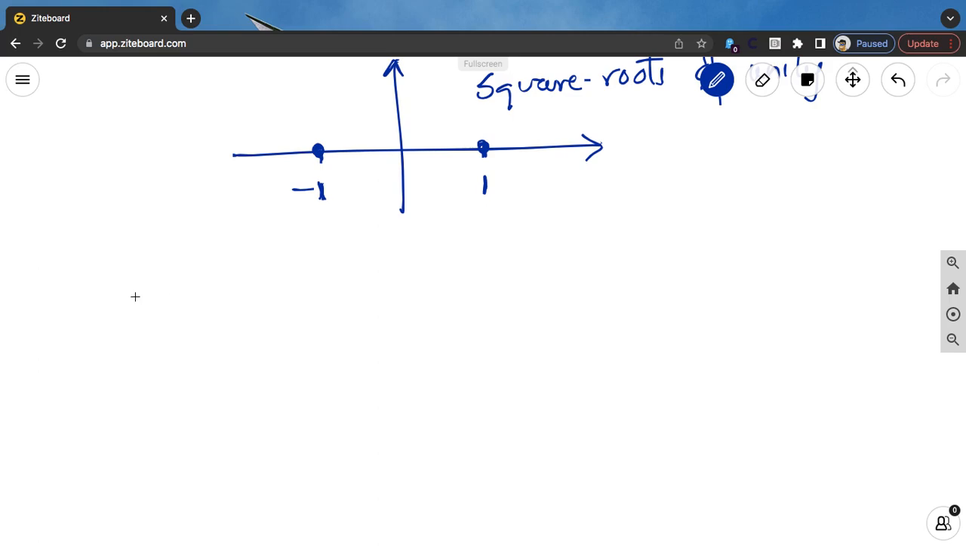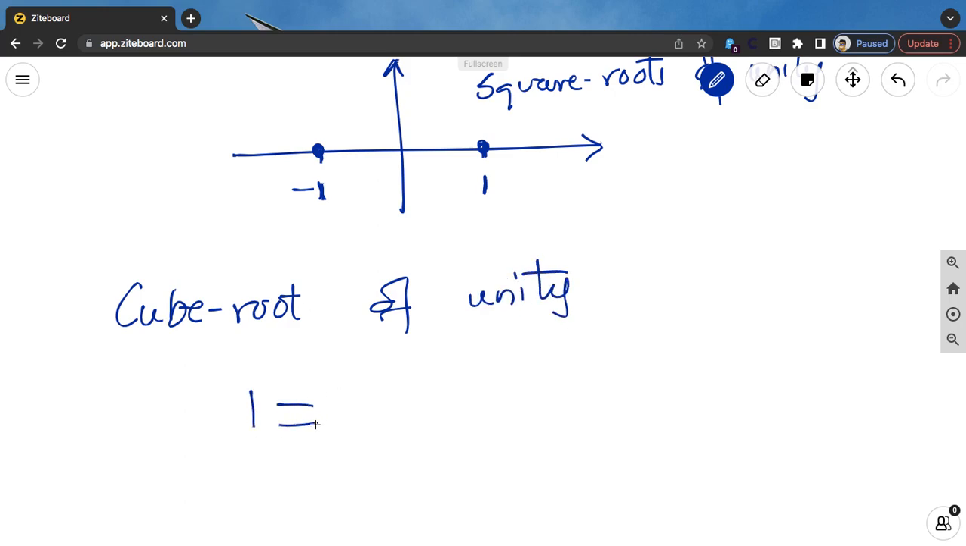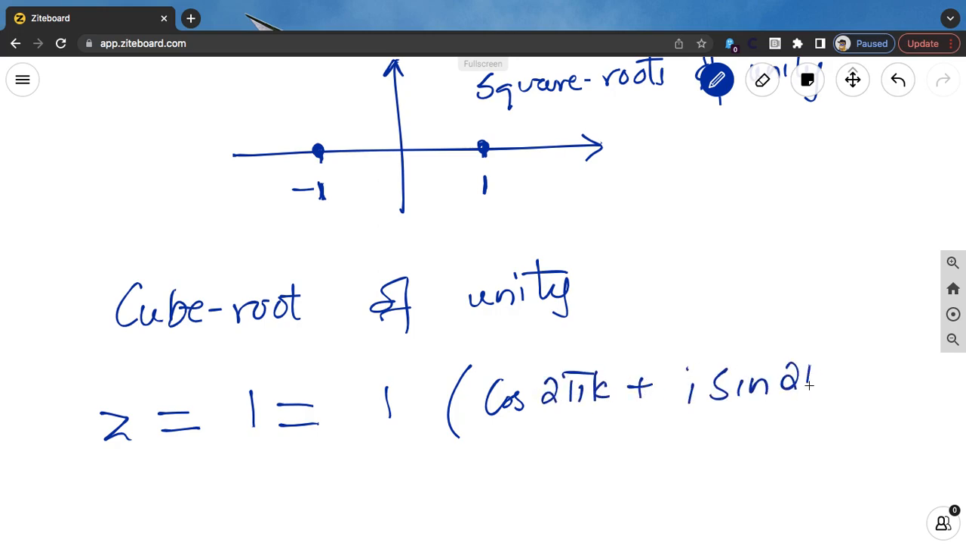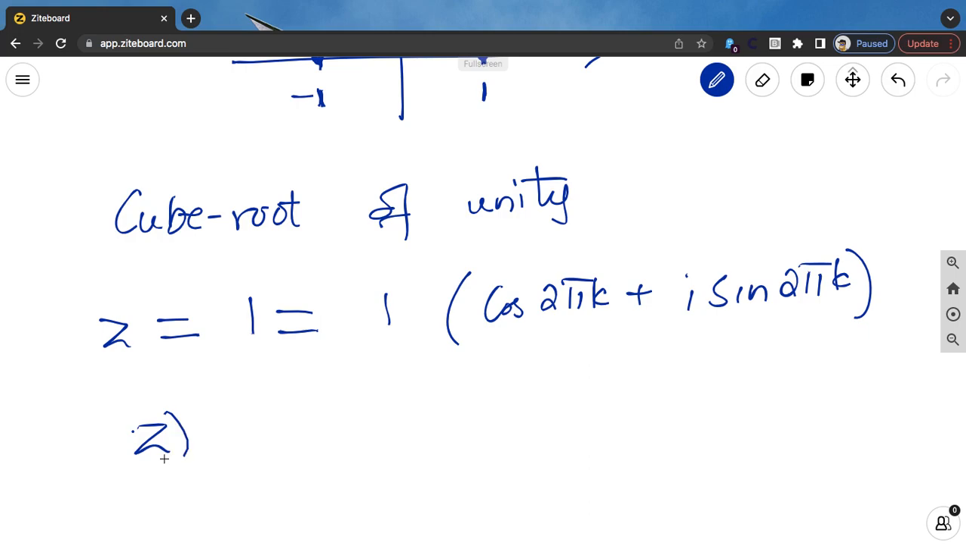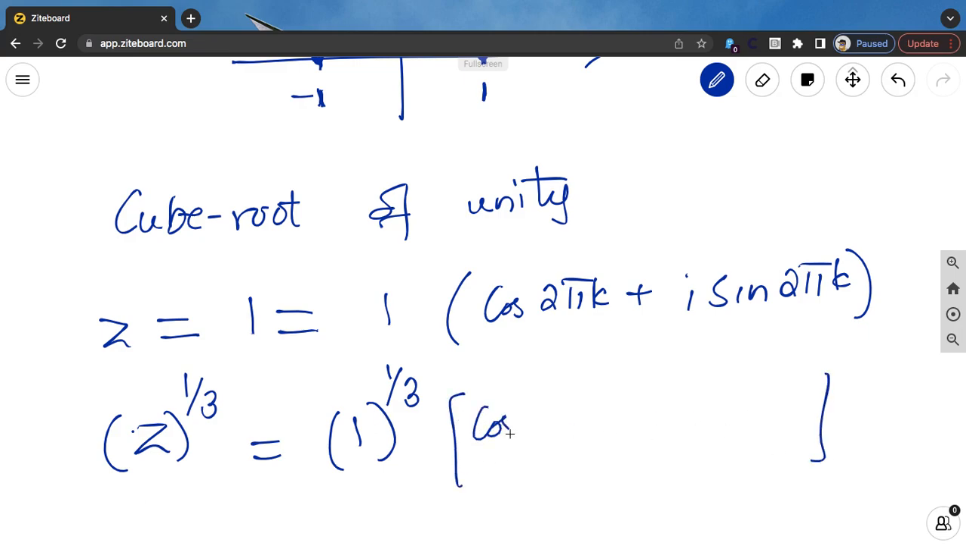Let's similarly find the cube root of unity. Again, what is the procedure? I write 1 as cos of 2 pi k plus i sine of 2 pi k. If I want to find the cube root, then by De Moivre's theorem, the modulus also goes through the cube root, but the argument gets multiplied by 1 by 3.